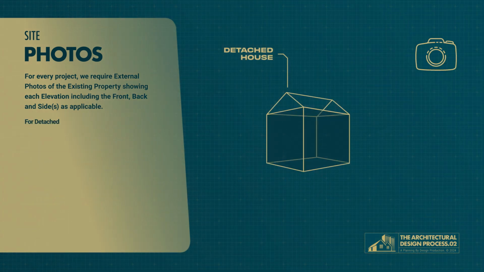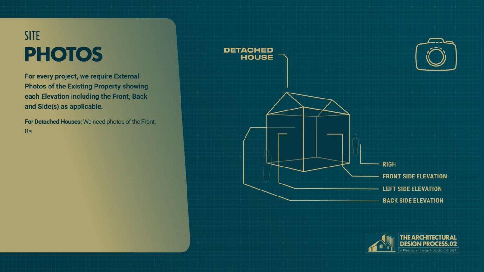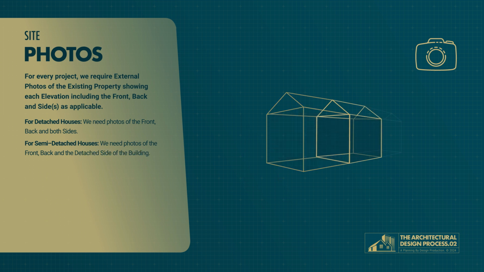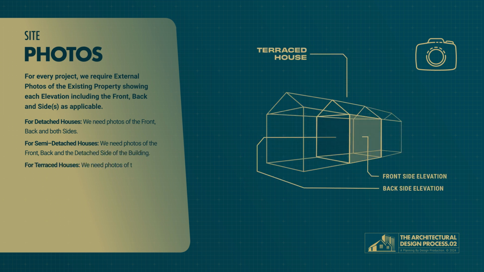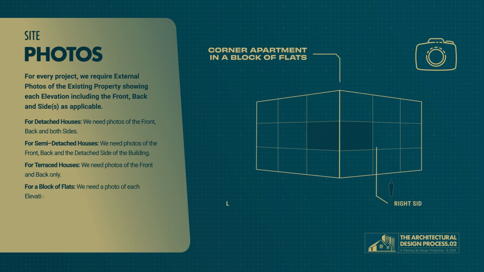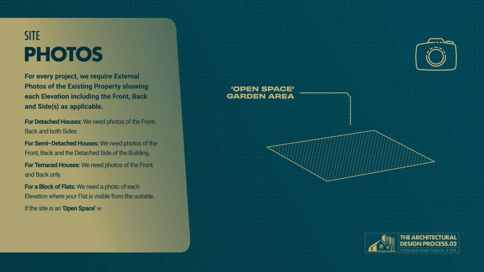For detached houses, we need photos of the front, back and both sides. For semi-detached houses, we need photos of the front, back and the detached side of the building. For terraced houses, we need photos of the front and back only. For a block of flats, we need a photo of each elevation where your flat is visible from the outside. If the site is an open space with no buildings, we need photos to show the whole site from all angles.